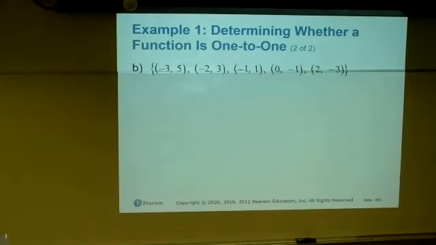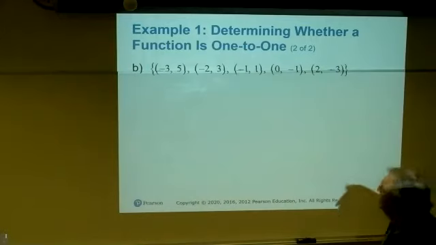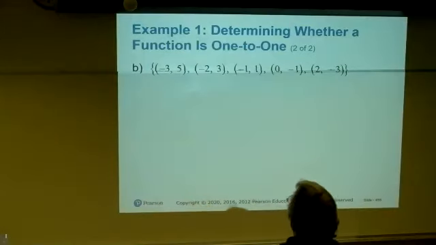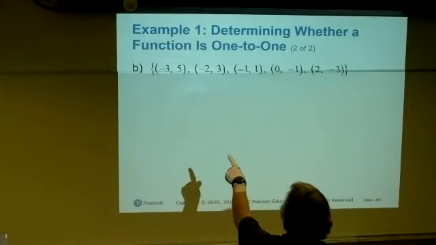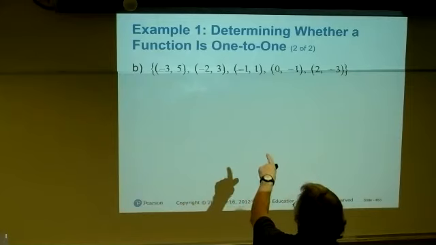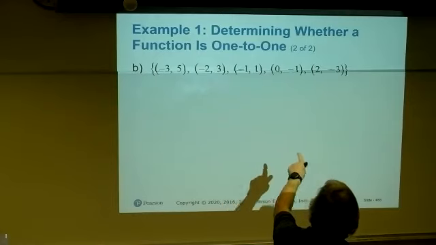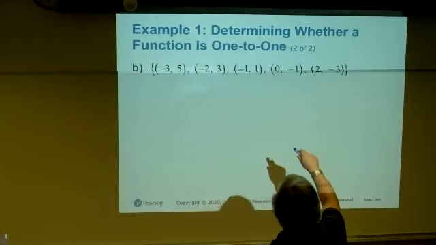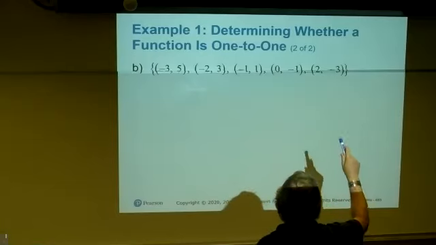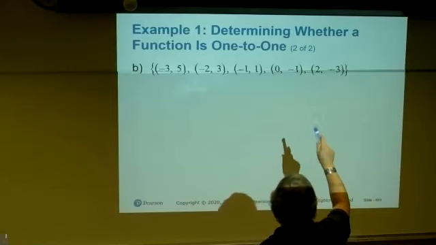Is this a function? So is -5 paired with any other number other than -3? Is -3 paired with any other number other than, is that a -3? No, that's a +3 and a +5. Is 5 paired with any other number other than -3? Is 3 paired with any number other than -2? Is 1 paired with any other number other than -1? Is -1 paired with any other number other than 0? Is -3 paired with any number other than 2?